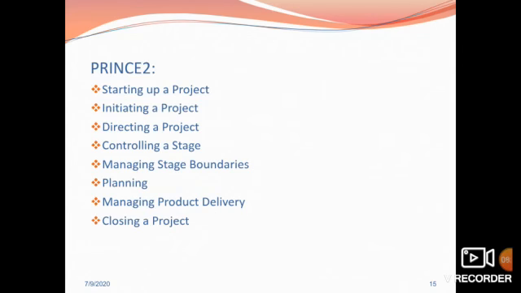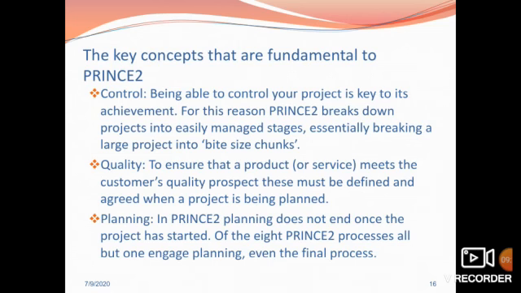PRINCE2 is another methodology. It covers starting up a project, initiating the project, directing a project, controlling a stage, managing stage boundaries, planning, managing product delivery, closing a project. Here also three key concepts are used: control, quality, planning. Control is being able to control your project, and the key to it is achieved for this reason. PRINCE2 breaks down the project into essential management stages. Quality means a product meets the customer's quality expectations. These must be defined and agreed when a project is being planned.